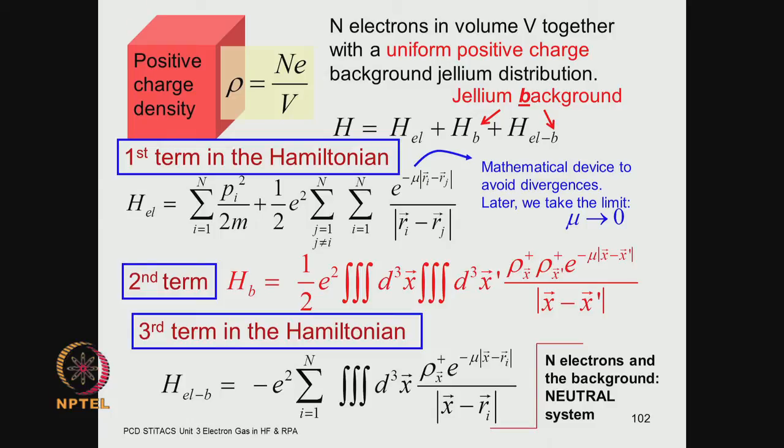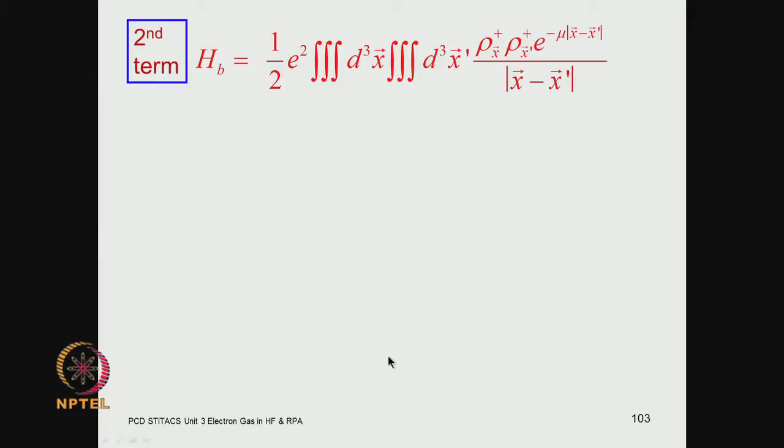What about the third term? The third term is the electron background interaction. So, you still have the charge density over here. Here again we have used the e to the minus mu distance term. In every case eventually we will take the limit mu going to 0. So, this is the third term, and let us have a look at the second term now. We are going to analyze all of these terms one by one, then put it all together and try to solve the Schrodinger equation perturbatively. That is what we are going to do.